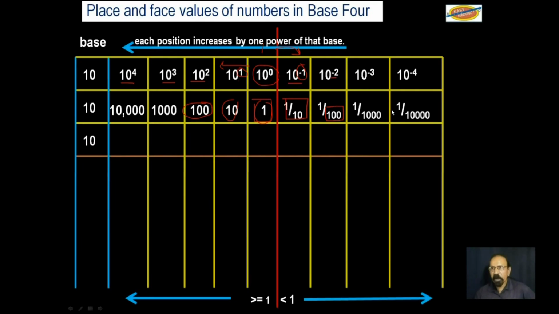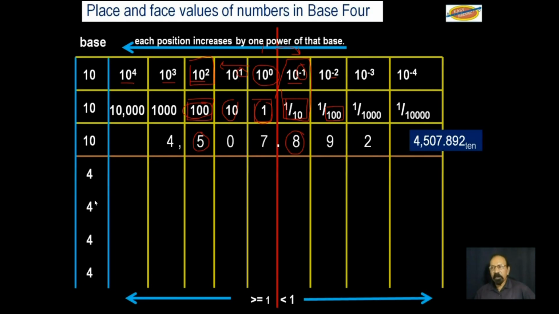We did this already. So if you have a number like 4,507.892, and we consider any one of these digits, let us say this 5 here, that 5, face value is 5, and it is in the hundreds position, which is 10 squared. This 8 here, its face value is 8, and it's in the 1/10th position, or 10 to the negative 1, and so on. Let's compare that with 4.